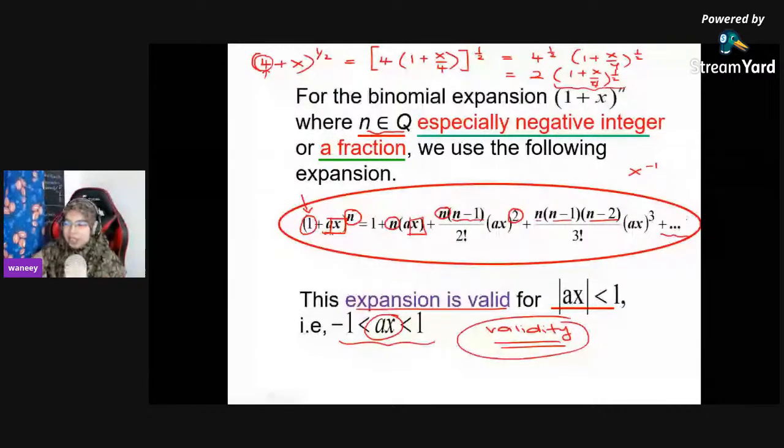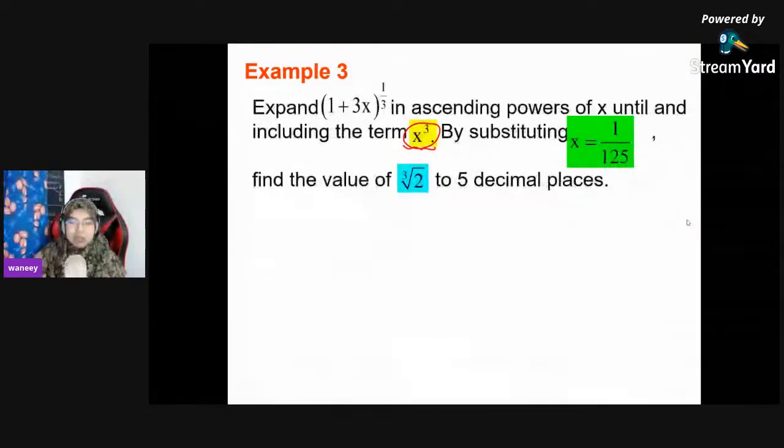So they should let us know when to stop. So from here, we should include up until x cubed. So that means we will stop up until x cubed.